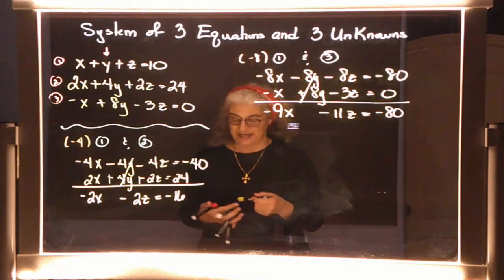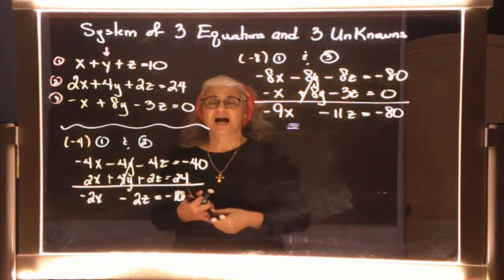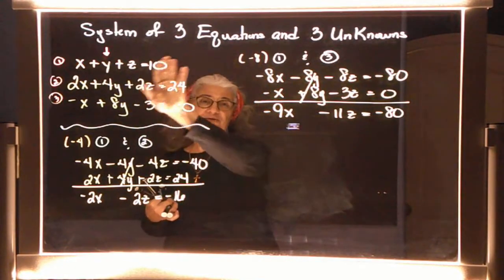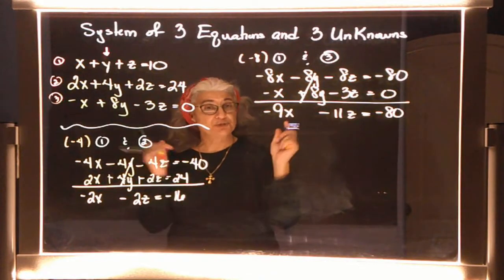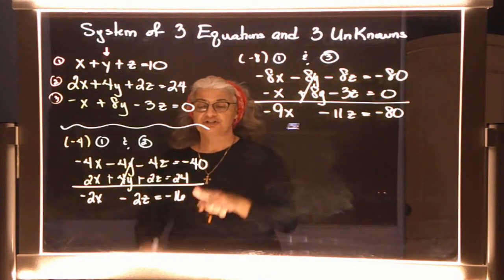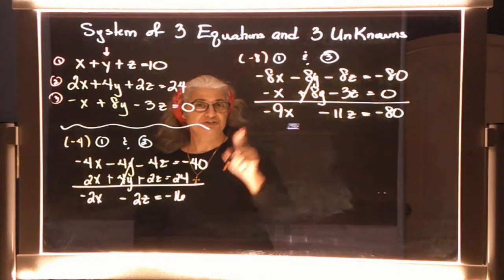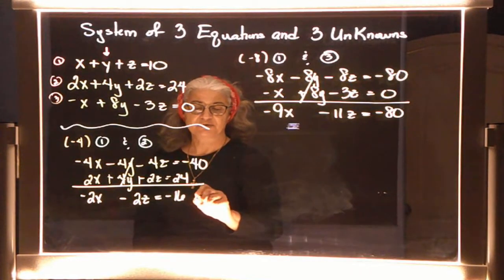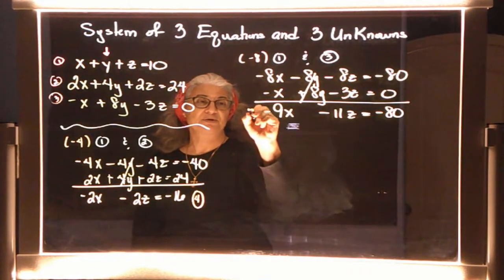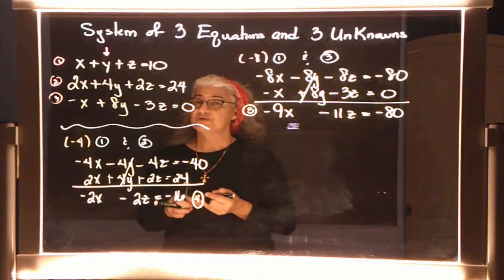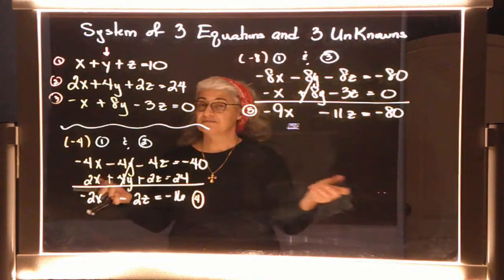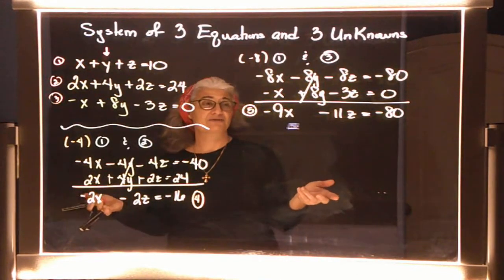So check this out. I ended up taking 3 equations and 3 unknowns and reducing it to 2 equations and 2 unknowns. So here's equation 4 and here's equation 5. So now I need to eliminate, right, either x or z.